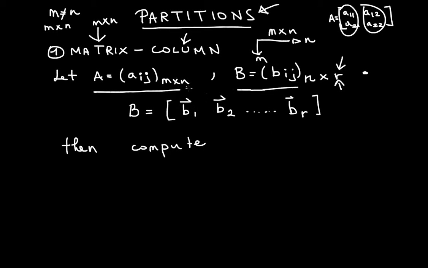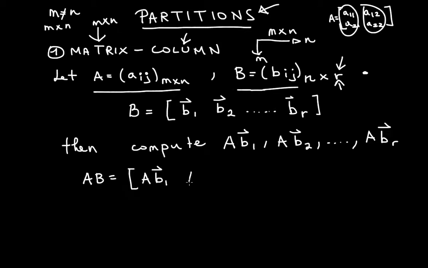then compute. You want to take each vector and multiply it by your matrix, and you want to do it for every single one. So you want to compute A times vector B sub 1, and you also want to compute A times B sub 2, and you keep doing that until you arrive at B sub r, and that's when you stop. After you have this, we could actually put this into a matrix, so our answer AB will be equal to AB1, then AB2, and we keep going all the way to AB sub r.